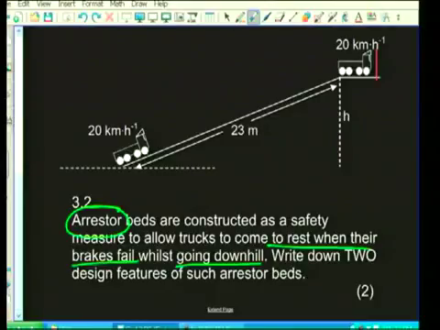So it's got to be an area on the road that will resist the truck's motion. That's what we mean by arrestor beds. You guys okay with that? So let's now think carefully. It says give 2 features that we would need in such arrestor beds. So now we've got to go, okay, well, there's a couple of things. I've already mentioned one. It's got to be made of something that's going to resist the truck's motion.